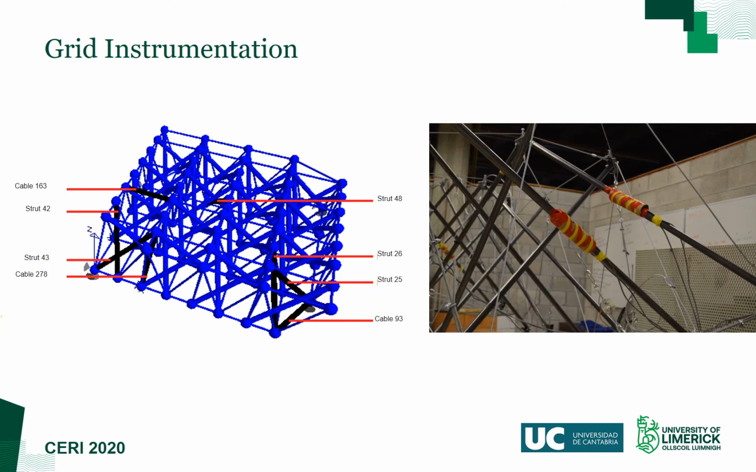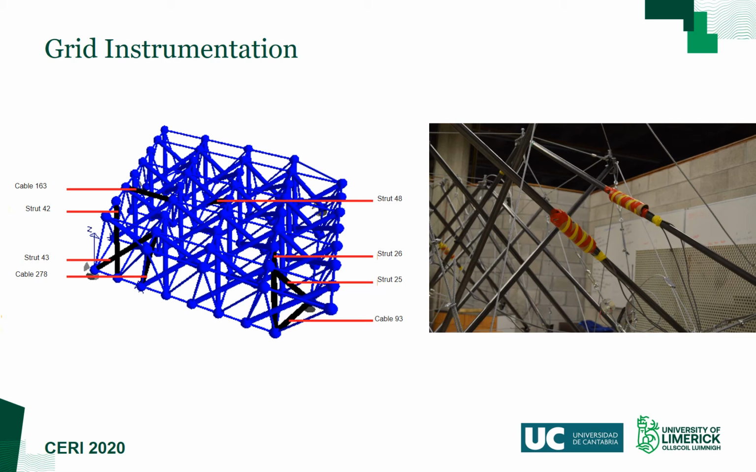In order to monitor the behavior of the grid under loading, 5 compression struts and 3 tension cables were instrumented. The struts were chosen so as to provide data on 2 heavily loaded, 2 moderately loaded, and 1 lightly loaded member. Each strut was instrumented with a pair of biaxial strain gauges set up in bridge format. The instrumented areas were then protected with a covering to avoid damage during the assembly and testing of the grid.